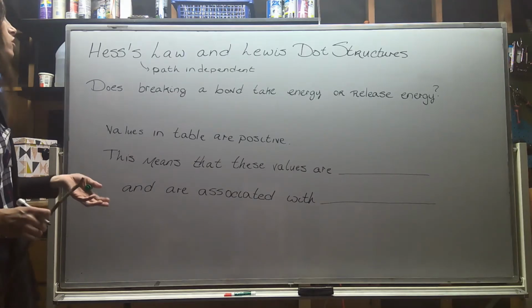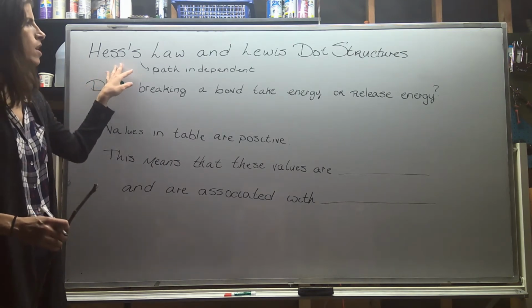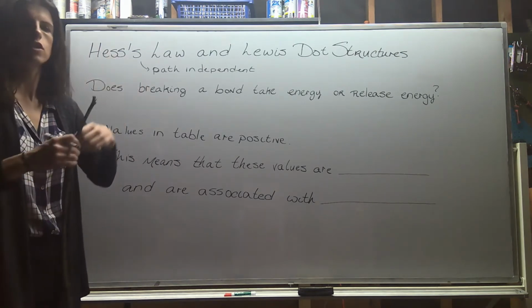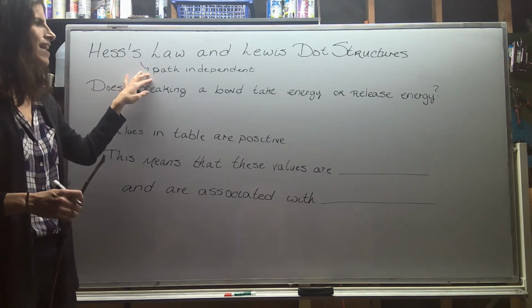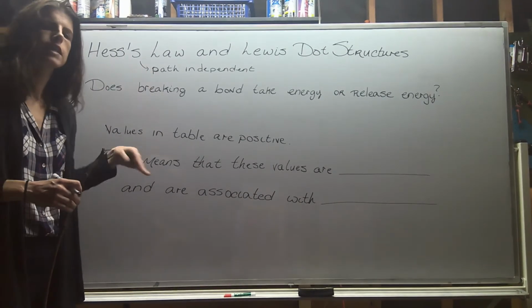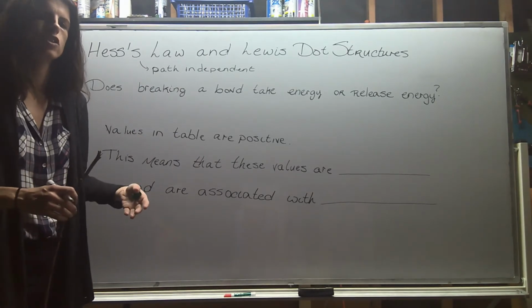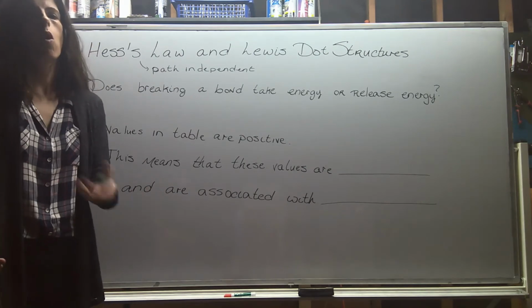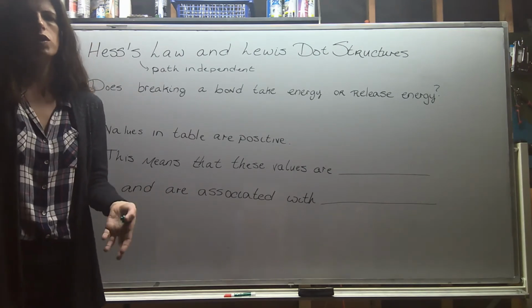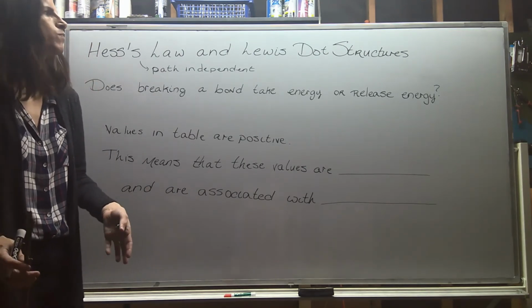Alrighty, in this section, we're going to look at Hess's law and how we can use it in conjunction with Lewis dot structures. Remember, Hess's law is just a path-independent approach to calculating the enthalpy of a reaction. So it doesn't matter what approach we take, we're all going to get the same value or close to the same value at the end of the day.